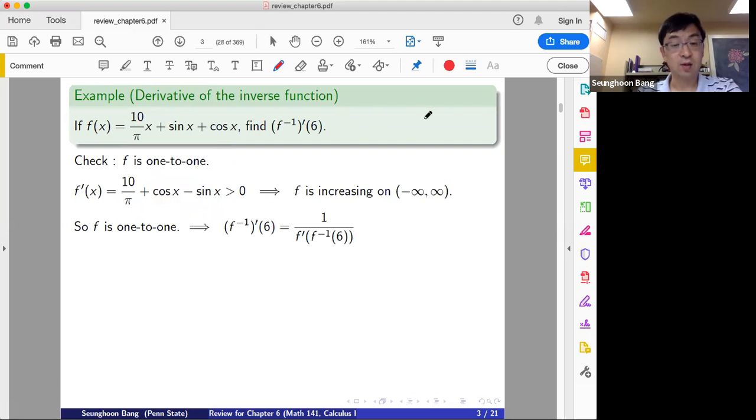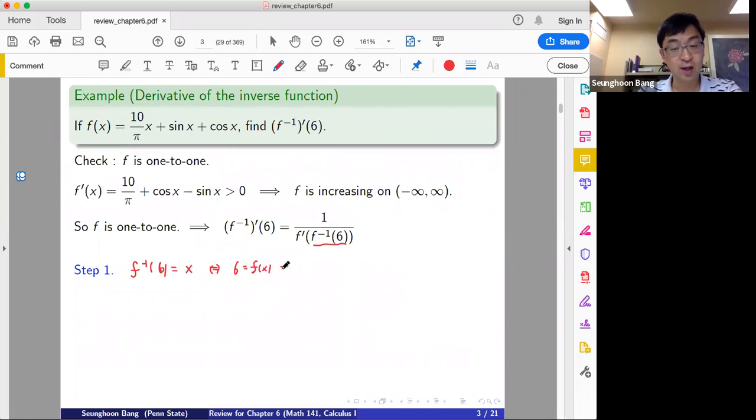The next, so we can use this formula. Step 1: you need to find the inverse of f of 6. How can you find it? Though we don't know, you can write x, the unknown value, equivalent to, so we can use the definition of inverse function. Inverse of f of 6 equals x is the same as 6 equals f of x.